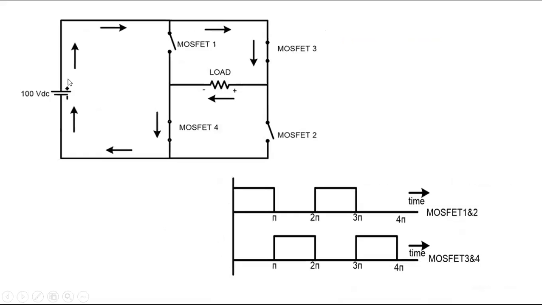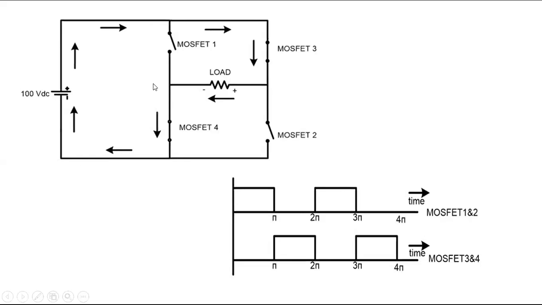So what is the case B? Case B says MOSFET 1 and 2 are off, open, and MOSFET 3 and 4 are on. So now the direction of the current starts from the positive terminal VDC plus to MOSFET 3, MOSFET 3 to the load, and from load to MOSFET 4, MOSFET 4 to the VDC minus.